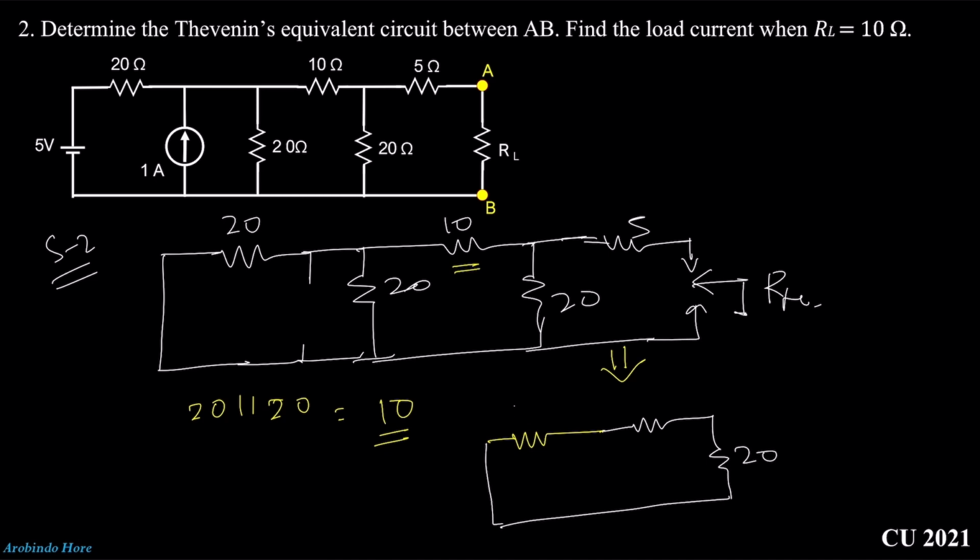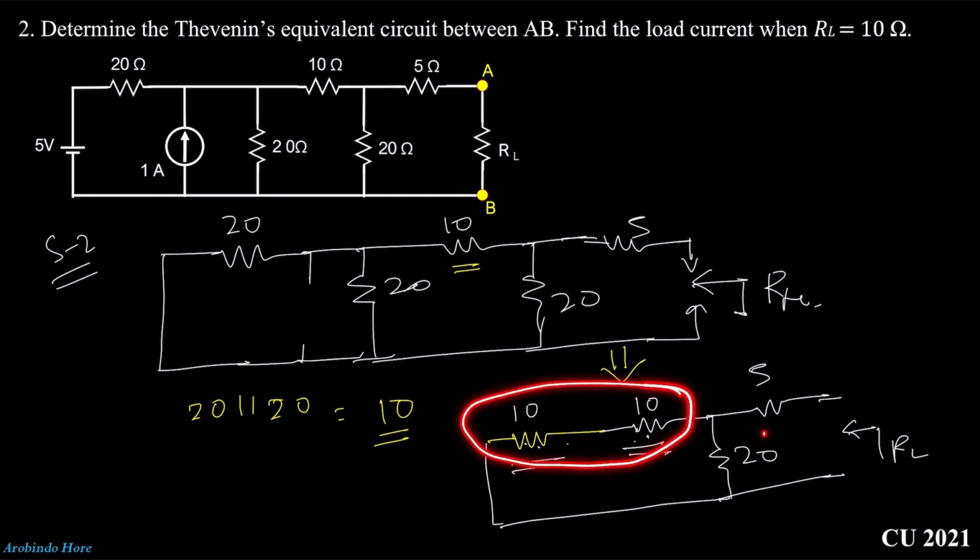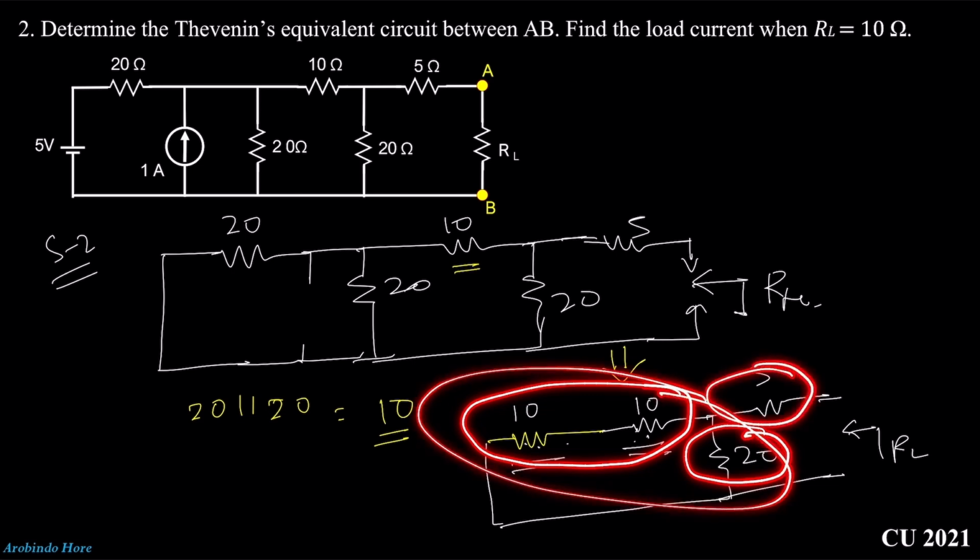I just make it step by step so that you can understand. In the exam, you don't need to do it like this. Right? Now you can see this 10 ohm and this 10 ohm are in series. That means again it will create 20 ohm, and this 20 ohm is parallel with this whole combination, is parallel with this 20 ohm, and this whole combination is in series with this one, right?